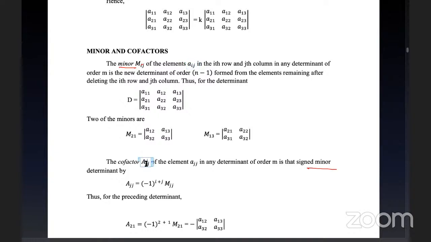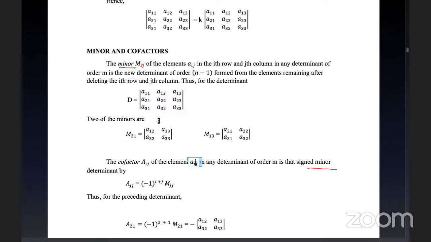Kapag small letter, signifies for the element. And then we use capital letter for the cofactor. Yung A, IJ na to is cofactor. Yung M naman gagamitin natin for the minor. Okay, paano ba natin i-determine tong minor na to?